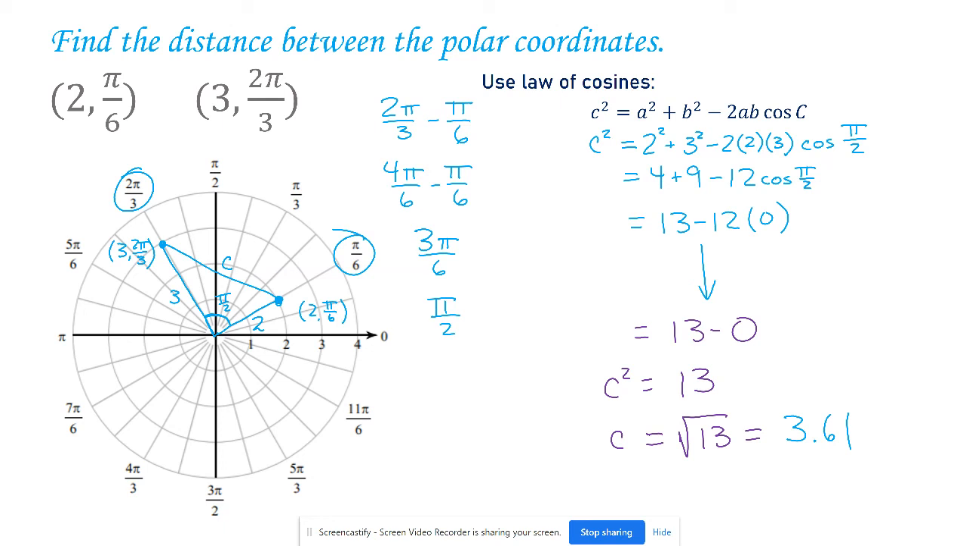So to find the distance between polar coordinates, make a triangle using the two r values as two of your sides, and then the distance between the points as your third side. Identify that angle by subtracting the two angles in the polar coordinates, and then use law of cosines. So there you go. That's the stuff we are doing with polar coordinates.